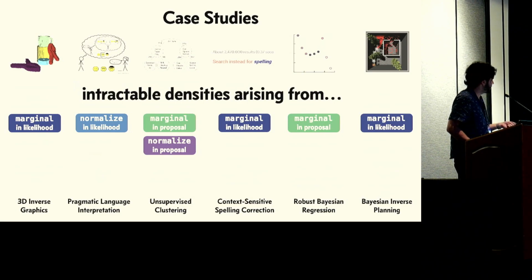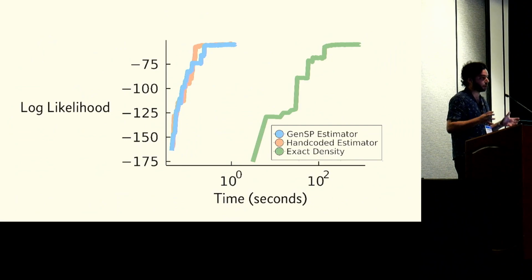So for each of these case studies, we implemented 3 versions of the same algorithm and measured how accuracy changes as we use more computation. In all the plots I'll be showing you, the blue curve is the algorithm that uses our system, GenSP. The orange curve is the same algorithm but hand-coded from scratch in Julia. And the green curve shows a version of the same algorithm but using slow exact density evaluation if possible. With our experiments, we set out to answer 3 questions.